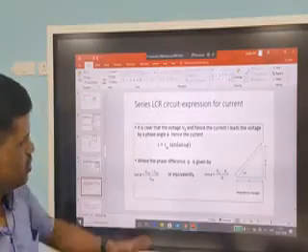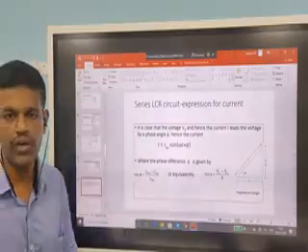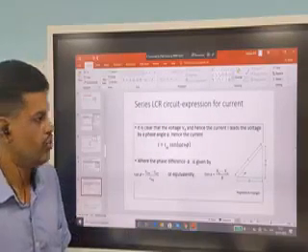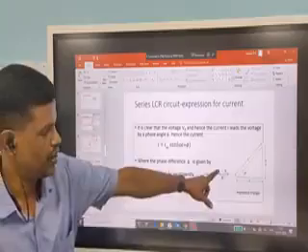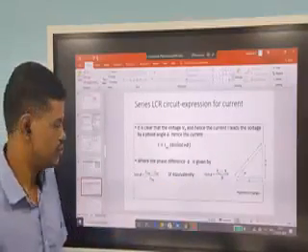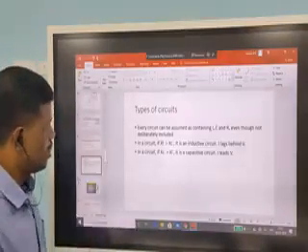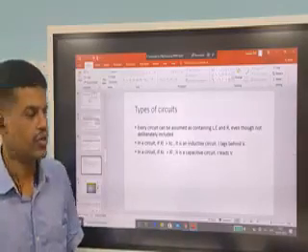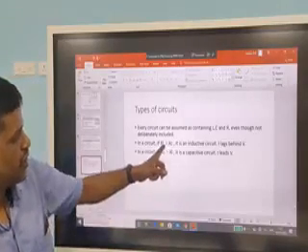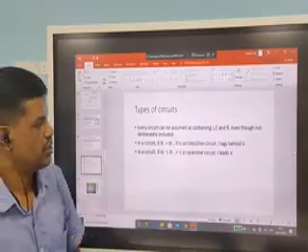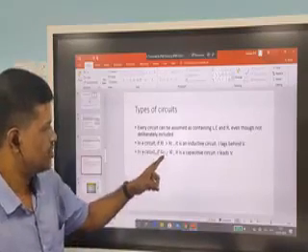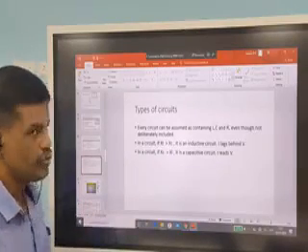Expression for current I is equal to Im sin omega t plus phi. Phi can be positive or negative. Phi is calculated as Xc minus XL by R. Accordingly, we can have different types of circuits. If XL is greater than Xc, it is an inductive circuit. If Xc is greater than XL, it is a capacitive circuit.